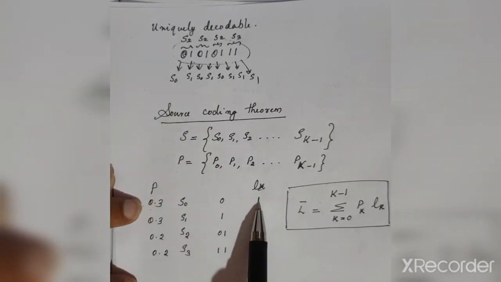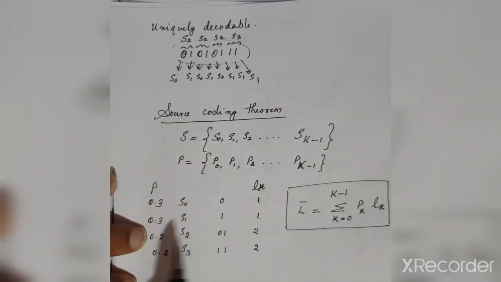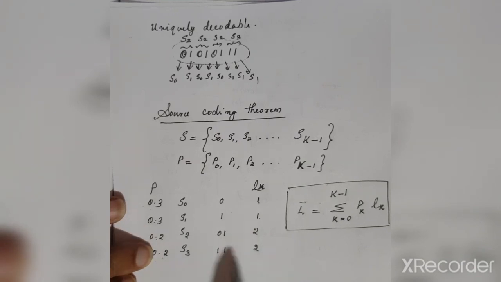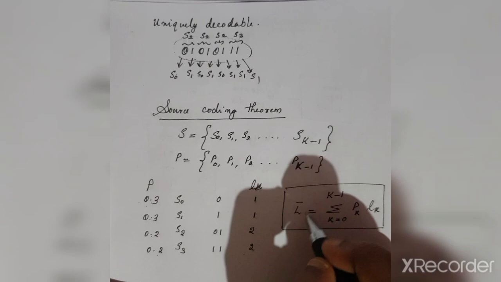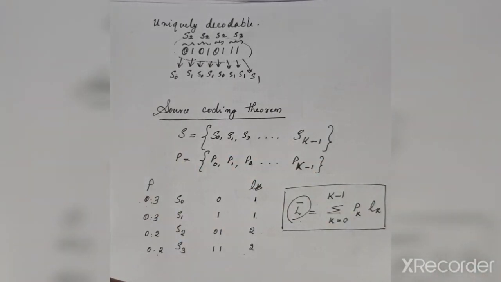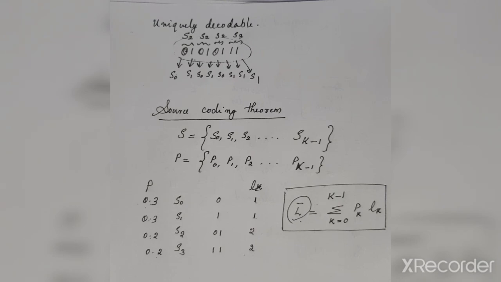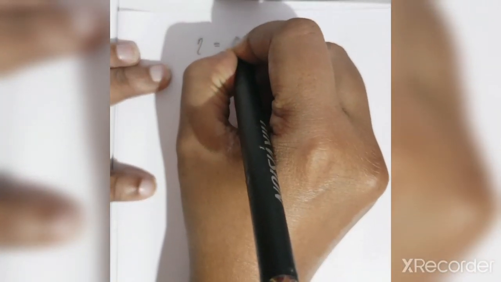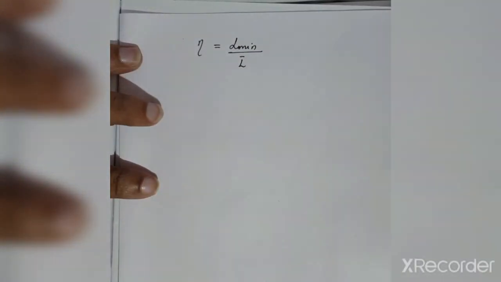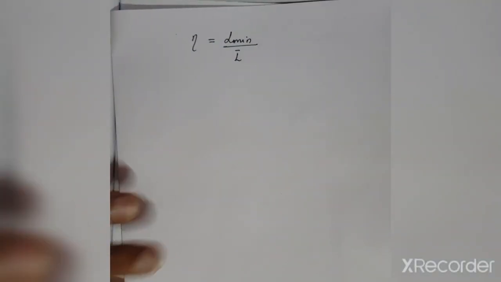So 0.3 into 1 plus 0.3 into 1 plus 0.2 into 2 plus 0.2 into 2. That's how you calculate this L bar. This L bar is a very important factor which determines the efficiency of the code word of this particular code. Normally the efficiency is given by eta is equal to L minimum divided by L bar. So that's the efficiency of the code.